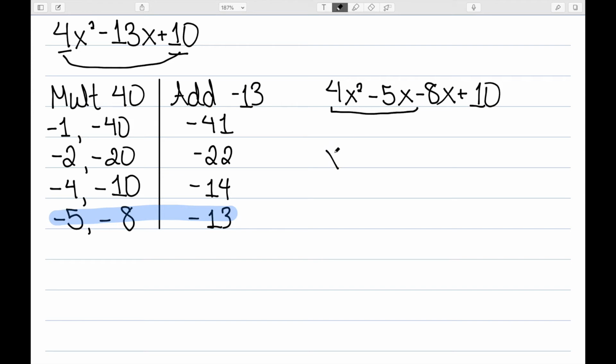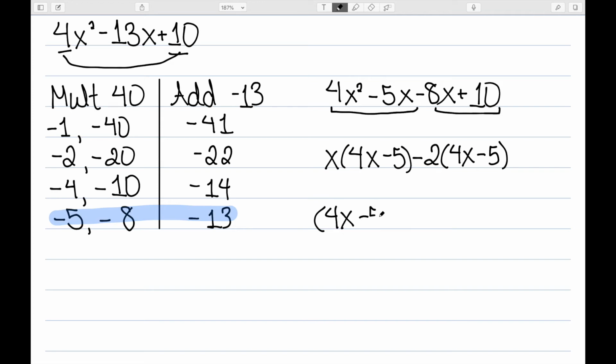These terms have an x in common. I'm left with 4x minus 5. These two have a minus 2 in common. That leaves me with 4x minus 5 as well. They now have a 4x minus 5 in common, and when I remove that, I'm left with x minus 2. So now I have the full factored form.